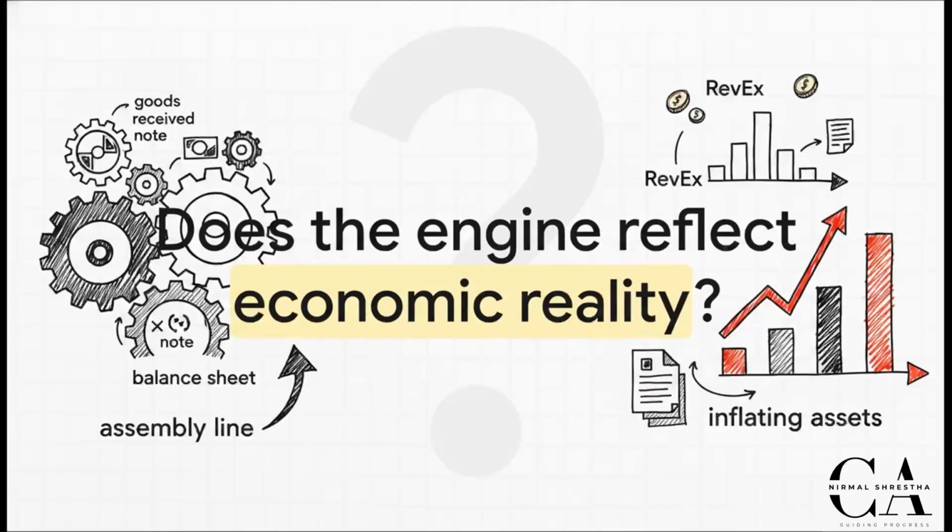Which brings us to the end of the assembly line and to this final critical question. Does your financial engine accurately reflect the economic reality of your business? From the tiniest goods received note all the way up to the final balance sheet, every gear must turn in sync, guided by strict principles. Think about your own business or the businesses you might invest in. Are they applying these rules correctly? Are they treating their RevEx as CapEx to artificially inflate their assets? Understanding this structured, bottom-up anatomy gives you the incredible power to see right through the numbers.